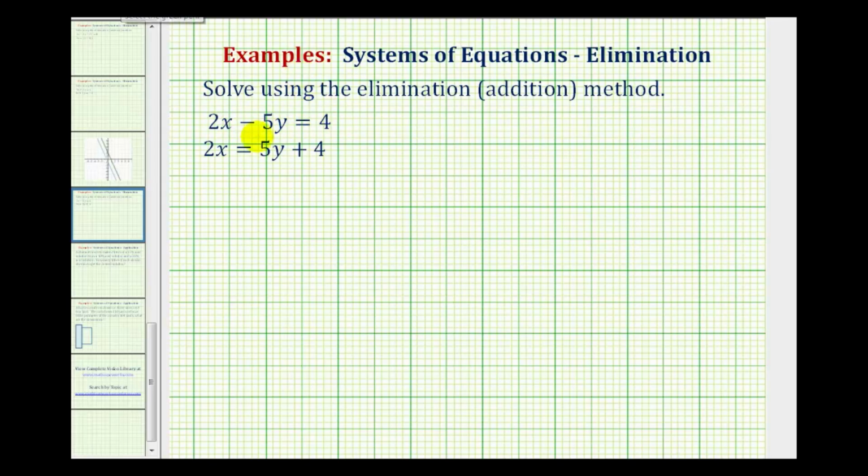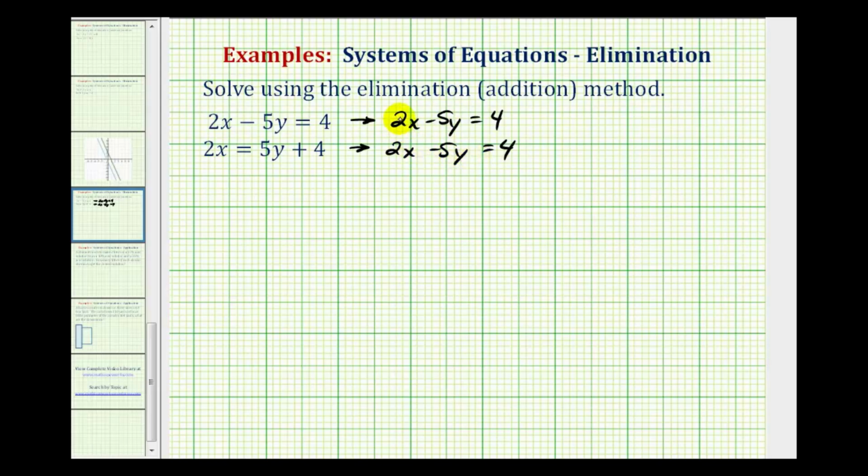So notice the first equation is already in standard form, so we'll just leave this one as is. We have 2x minus 5y equals 4, but for the second equation we'll have to subtract 5y on both sides, so we would have 2x minus 5y equals 4. Now this is kind of an unusual case because if we take a look at these two equations, they're exactly the same. So this should already tell us about the solution to the system of equations. But let's just say we didn't recognize this.